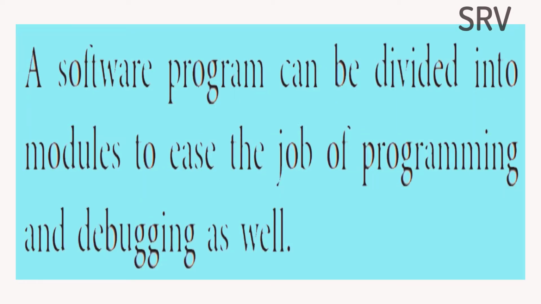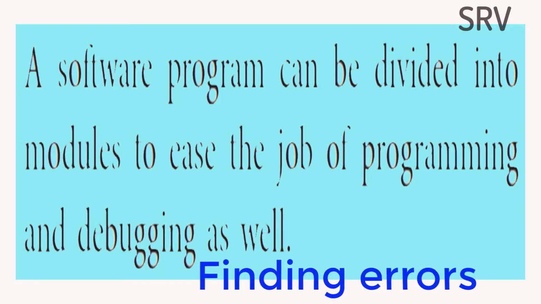A software program can be divided into modules to ease the job of programming and debugging as well. This statement means that a software program is made up of different modules. So different types of modules under different names can be created, and these modules are written separately and they are debugged separately. Debugging is nothing but finding errors. If any errors are there, they are corrected and then we try to execute it.